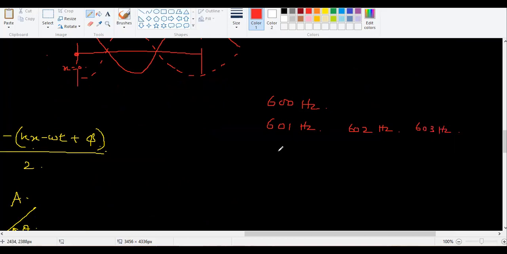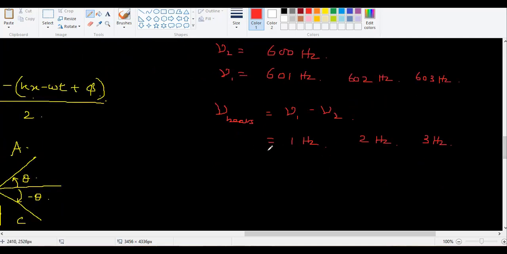As you keep increasing this, the frequency of the beats is given by nu1 minus nu2. For example, this will be 1 hertz, this will be 602 minus 600, so 2 hertz, and this will be 3 hertz. What it means is the rise and fall which you see in 1 second. You remember hertz is per second. So here you will see one rise and fall every second, and here you will see rise and fall 2 times every second. So that is what we mean by beats.